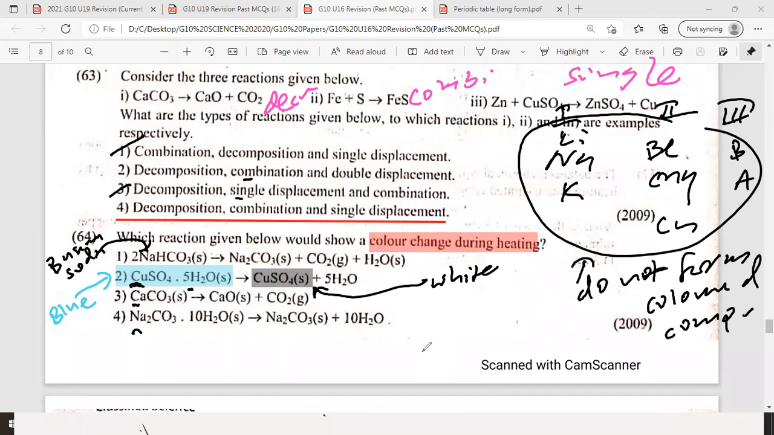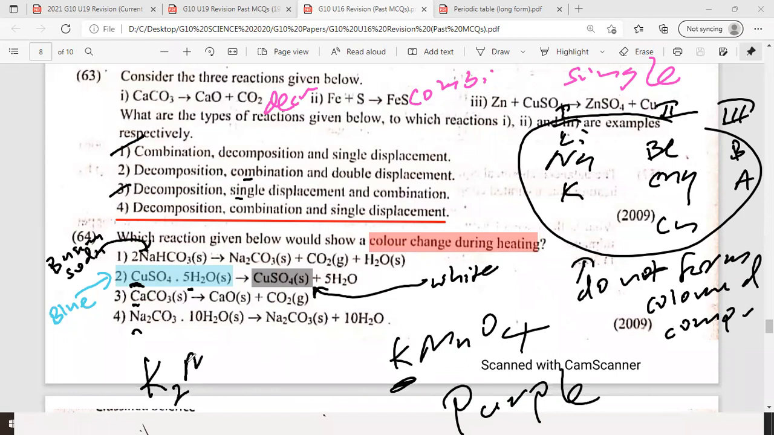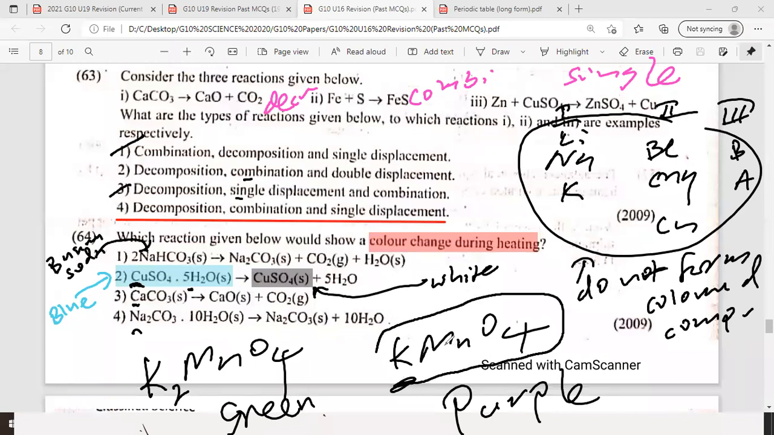What about potassium permanganate? Potassium permanganate is actually purple, right? Potassium permanganate is purple, potassium manganate is green. KMnO4 is potassium permanganate, which is used to prepare oxygen gas in the laboratory. When you heat potassium permanganate, it becomes potassium manganate and turns green. There will be a color change. Why this color? Not because of potassium. The color is due to manganese.